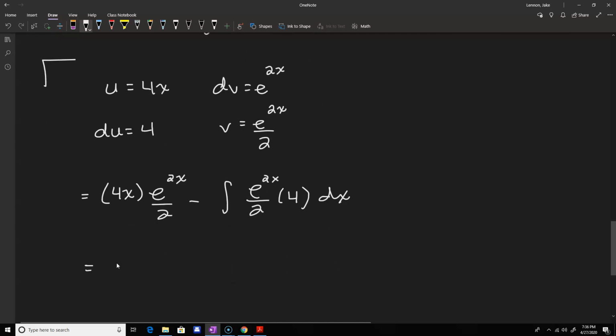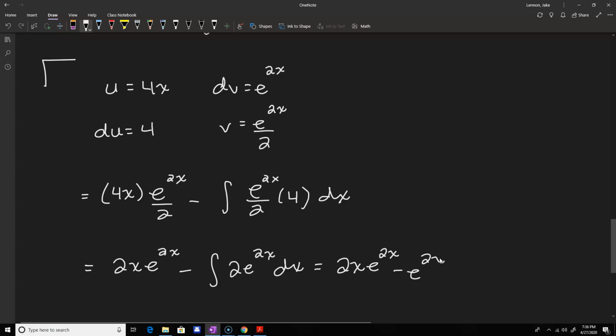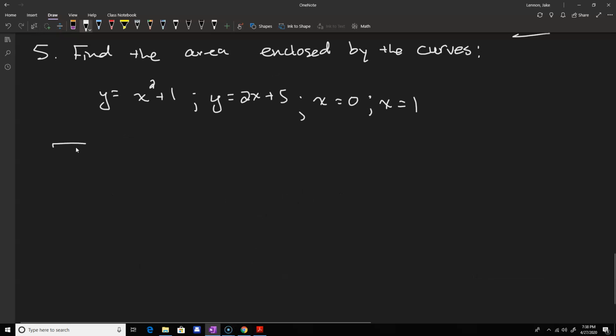So we end up with 4x over 2 is 2x, so we get 2x e to the 2x minus, again, 4 over 2 is 2, so we're just integrating 2 e to the 2x. And the general antiderivative rule for an exponential is just going to be e to the 2x over 2 here. So this simplifies to 2x e to the 2x minus e to the 2x. When you divide by the 2, it cancels with the 2 in front, then just plus a constant of integration. And that's it.